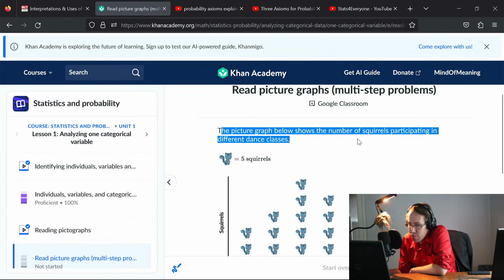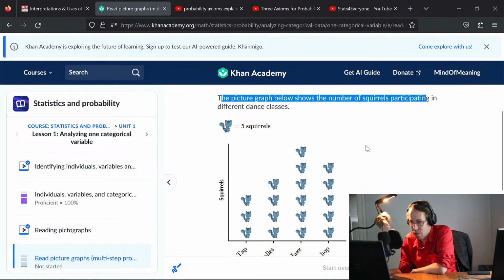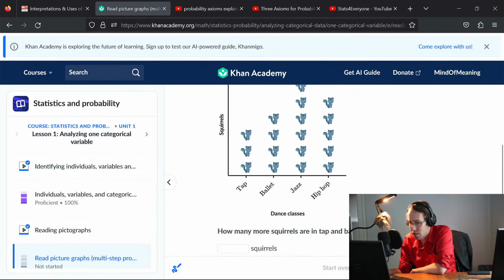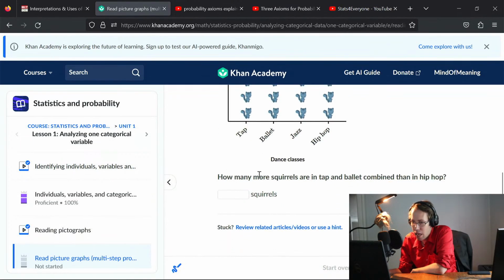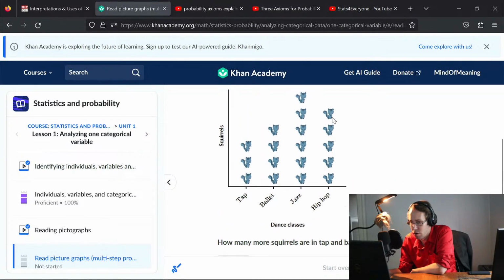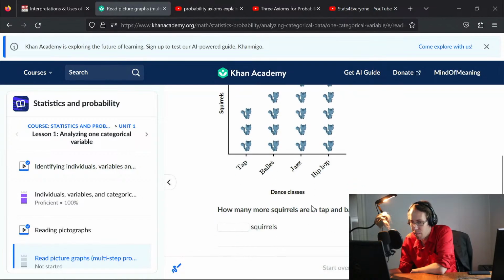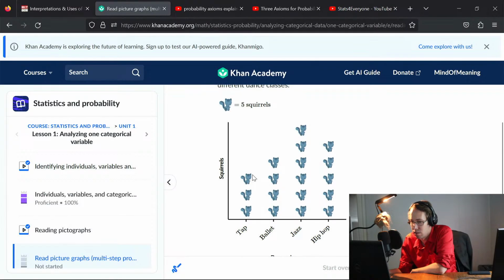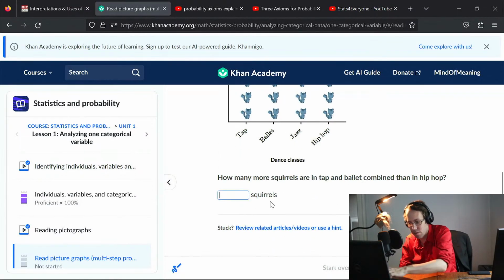The picture graph below shows the number of squirrels participating in the different dance classes: tap, ballet, jazz, and hip hop. How many more squirrels are in tap and ballet combined than in hip hop? Okay, so hip hop has 5. I can math. Ballet, tap has 4, 5, 6, 7. So that's 2 more squirrels. If I'm understanding this question correctly, it says, how many more squirrels are in tap and ballet combined than in hip hop? Obviously, that's 2. Look at how genius I am.